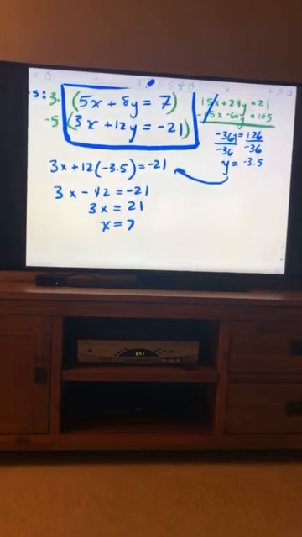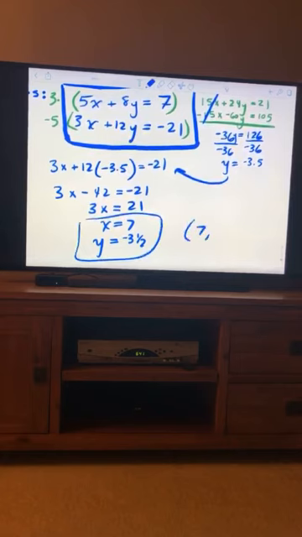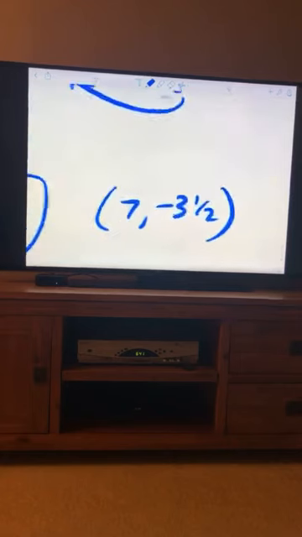So putting it all together, we have x equals 7, y equals negative 3.5. You can write it like this, or separately as a coordinate. Just be careful, use parentheses if you are doing the coordinate form. So this is our solution.